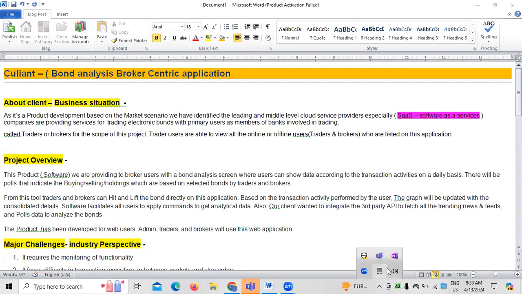Right. Today, I'm going to discuss a case study relating to the capital markets domain. This is a case study series which I'm making especially for people who are applying for job opportunities, especially as a business analyst or as a developer.